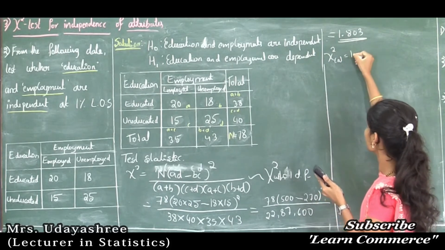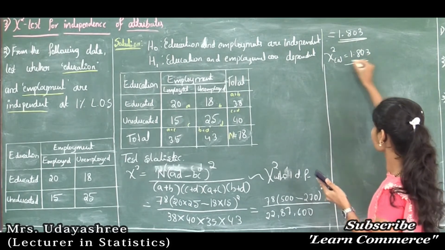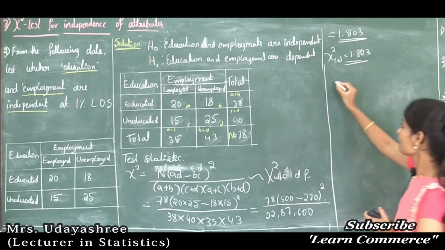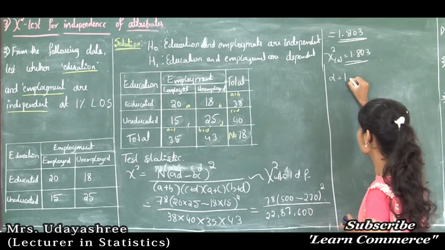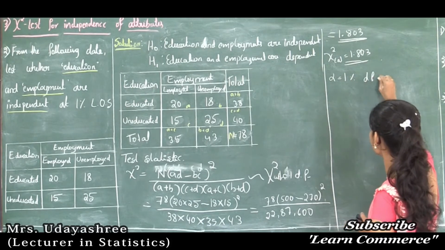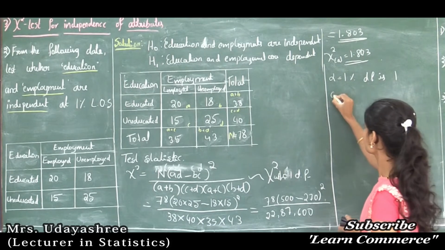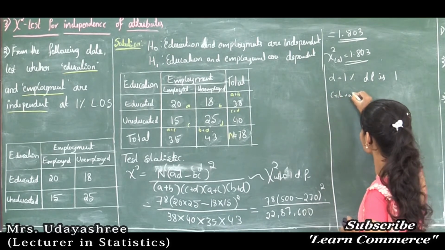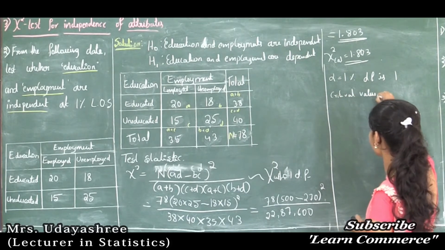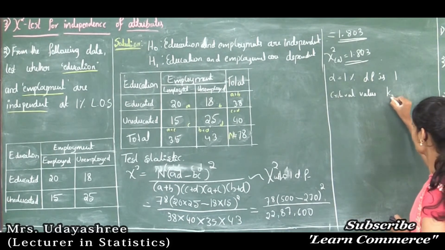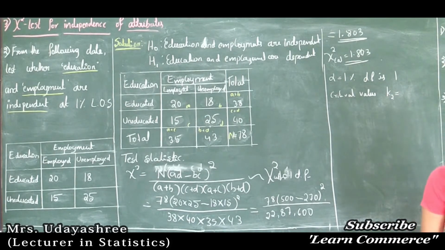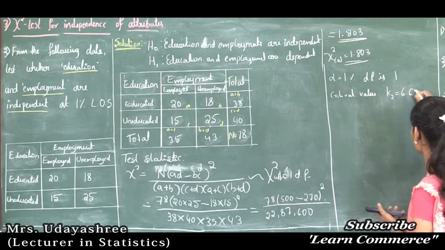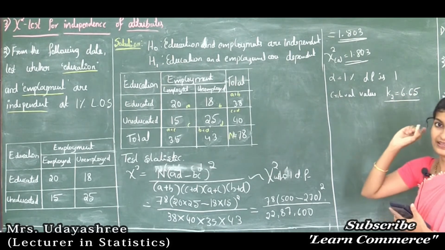Okay, this is the calculated value, which I will write here. Chi-square calculated value is 1.803. And see here, alpha is 1%, that is given in the question, and degrees of freedom is 1, therefore the critical value. This is an upper tail test, therefore the critical value is K2, and we need to find the K2 value. Here the K2 value is 6.65. We can find this value using the statistical table.